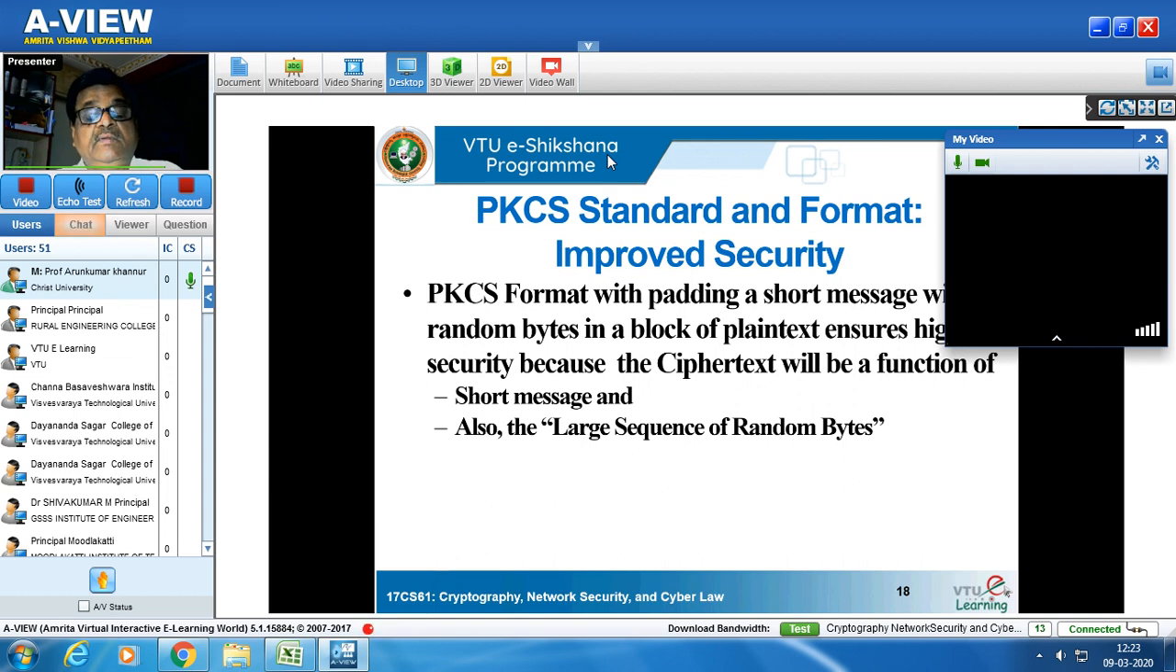Now, for a person to hack, he has to carry out two things. One is he has to find some function which can operate on the short message and recover it. And the second one is he should also have another function which works on the large sequence of random bytes which has been used in padding. Because of this complexity of the PKCS, higher security is being provided.